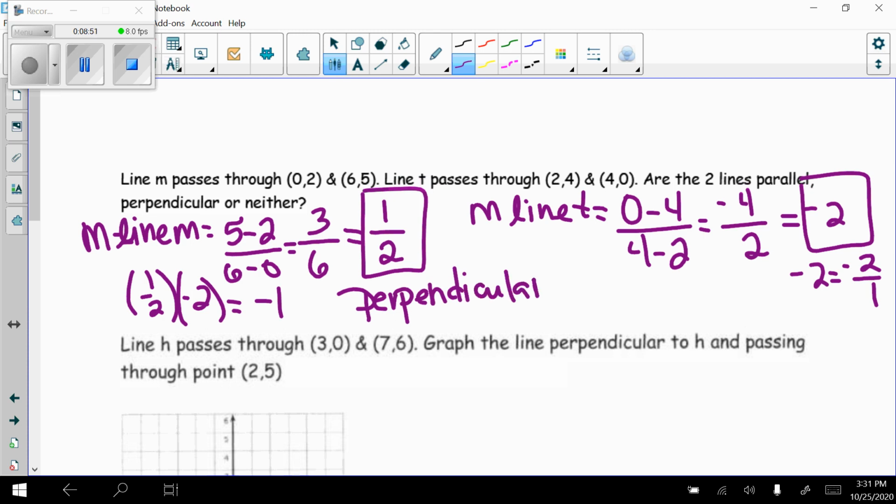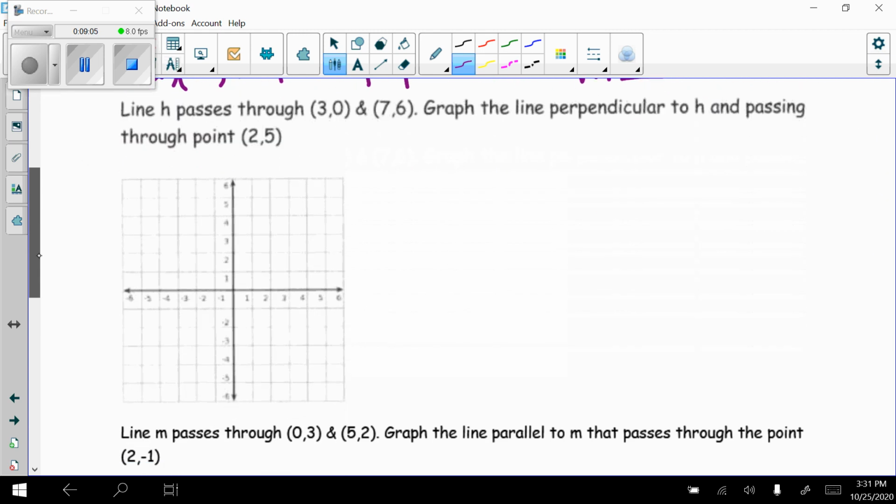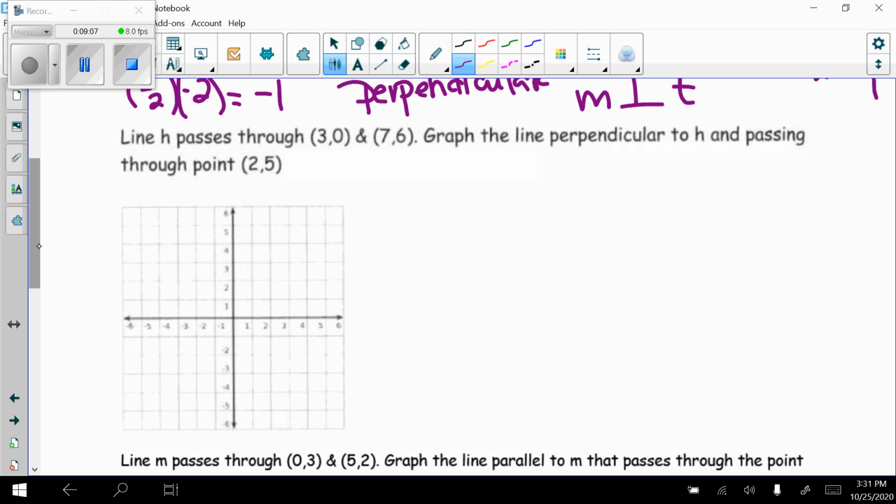And then our notation, if we wanted to write it out, we would say M perpendicular. Remember our notation for perpendicular is like an upside down capital T. M is perpendicular to line T. All right, so now let's look at graphing some of these. Line H passes through the points (3, 0) and (7, 6). Graph the line that's perpendicular to H and passing through the point (2, 5).